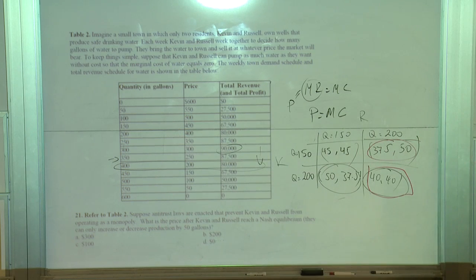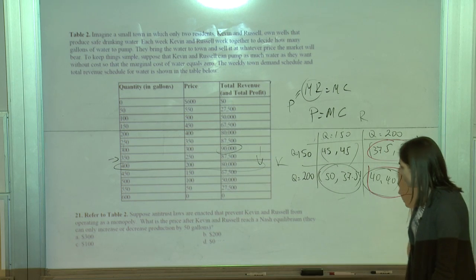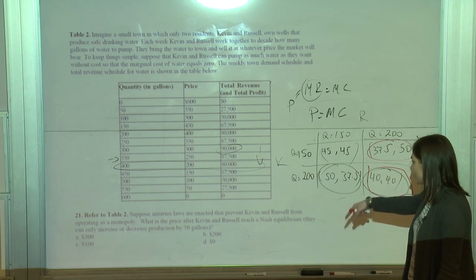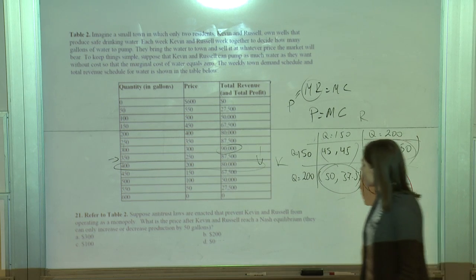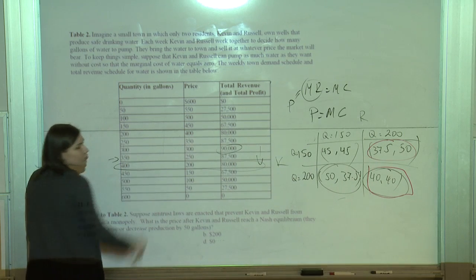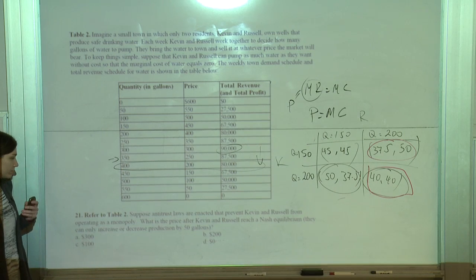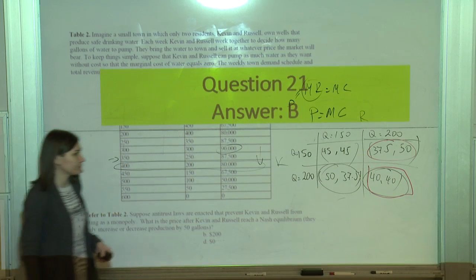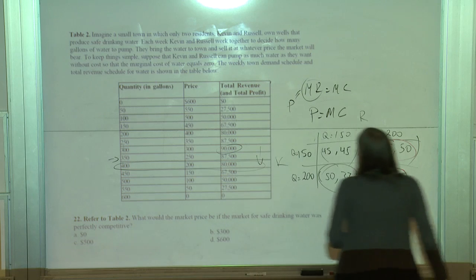So what's the answer here? What is the price after they reach a Nash equilibrium? Well, the price is where both of them produce 200, so the price is 200, which is B.